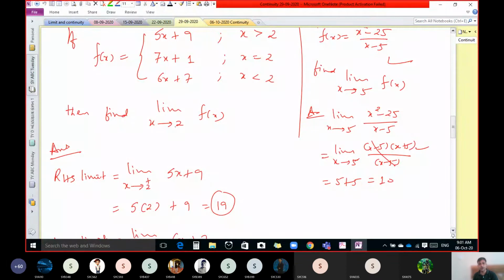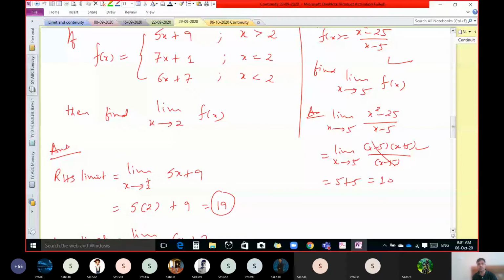In the right hand side limit, you have to write limit x tends to 2 plus. This 2 plus indicates that the value of x is very near to 2 but more than 2, like 2.01, 2.000001, but it is more than 2. So if x tends to 2 plus, the value of x is more than 2, and for x more than 2 our function is 5x plus 9.